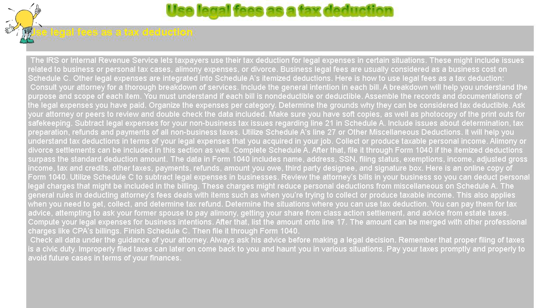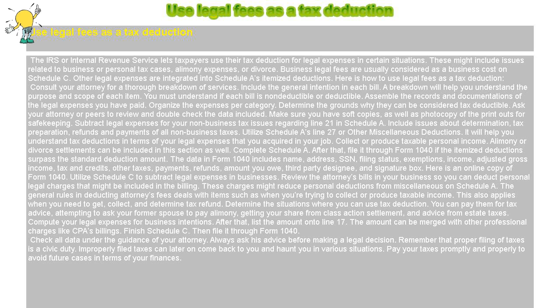Assemble the records and documentation of the legal expenses you have paid. Organize the expenses per category. Determine the grounds why they can be considered tax deductible. Ask your attorney or peers to review and double-check the data included. Make sure you have soft copies, as well as photocopies of the printouts for safekeeping.